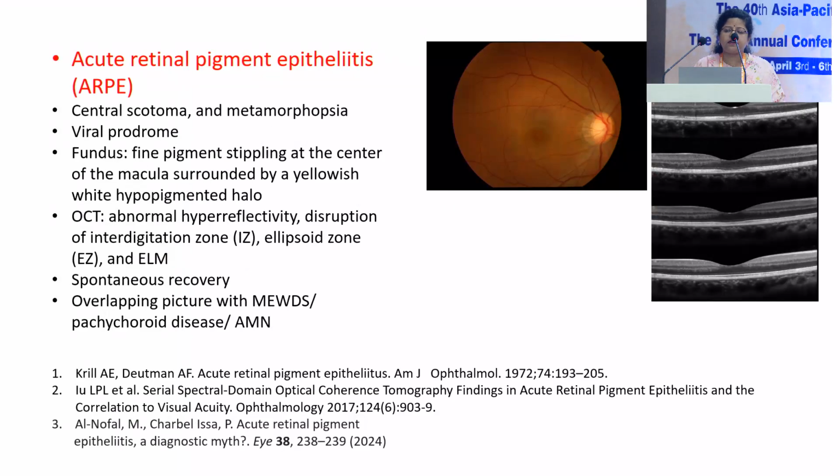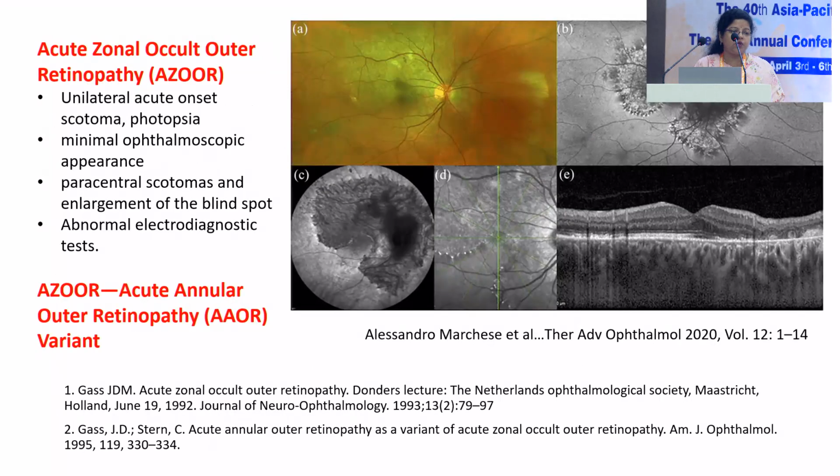Acute pigment epitheliitis is also a little bit the same, with female preponderance and a flu-like history before, and these have overlapping pictures also, with spontaneous recovery. Then coming to the AZOOR complex, the original AZOOR, acute zonal occult outer retinopathy, you can see some zonular retinal defect, and these are all outer retinal diseases.